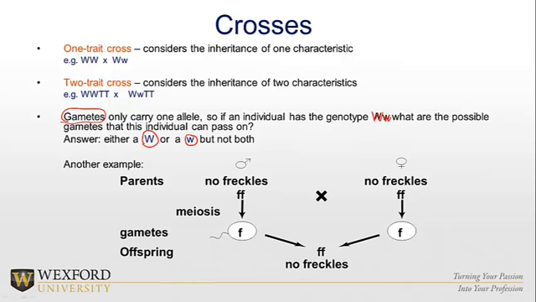Okay, so here's the man, here's the woman. They undergo meiosis. So now the sperm is only going to carry one allele. This is the gamete right here. Here's the sperm. Here's the egg. Right here are the gametes. They can only carry one allele, and then they're going to pass that on when they come together. Here's the offspring.